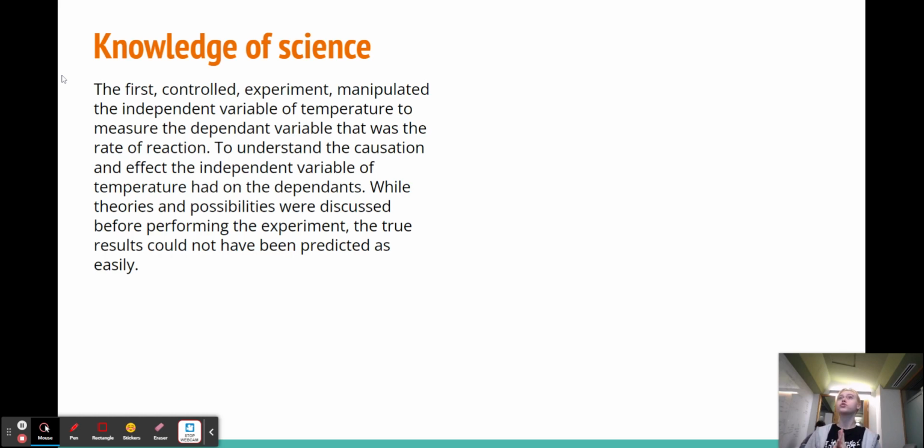So, the first controlled experiment manipulated the independent variable of temperature to measure the dependent variable, that was the rate of reaction of hydrochloric acid with calcium carbonate. This was done to understand the causation and effect the independent variable of temperature had on the dependent variables. While theories and possibilities were discussed before performing the experiment, the true results could not have been predicted as easily due to the controlled nature of the experiment.